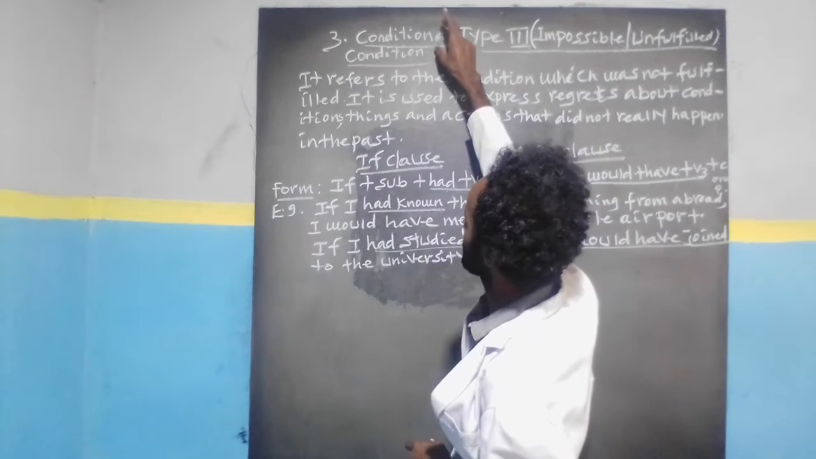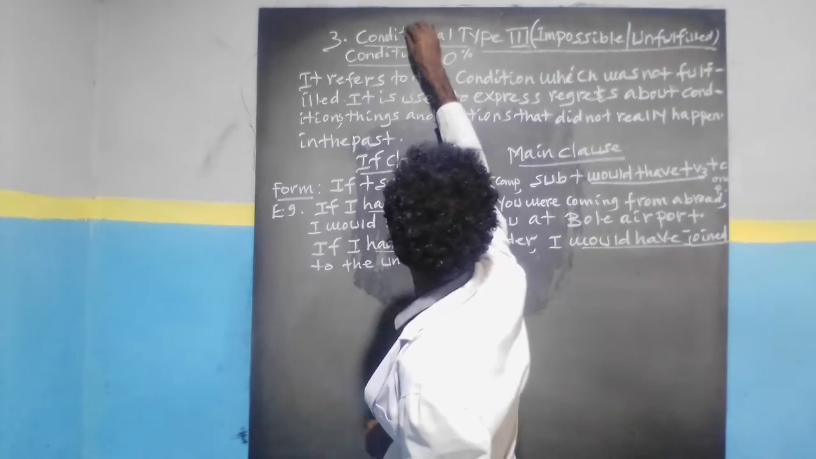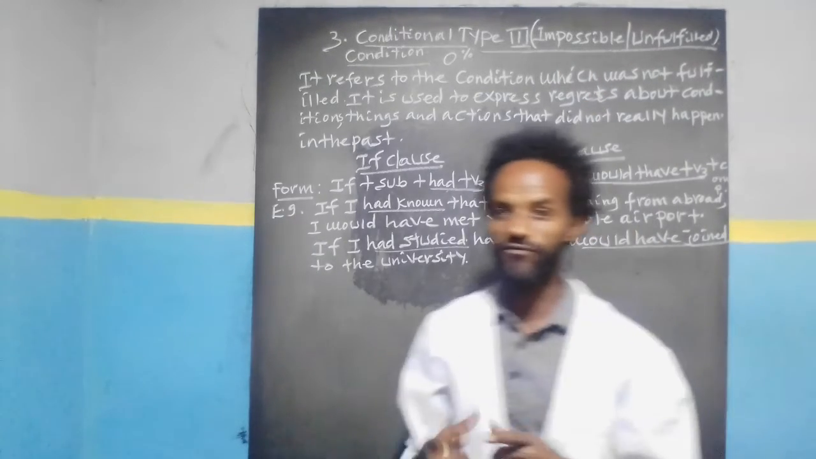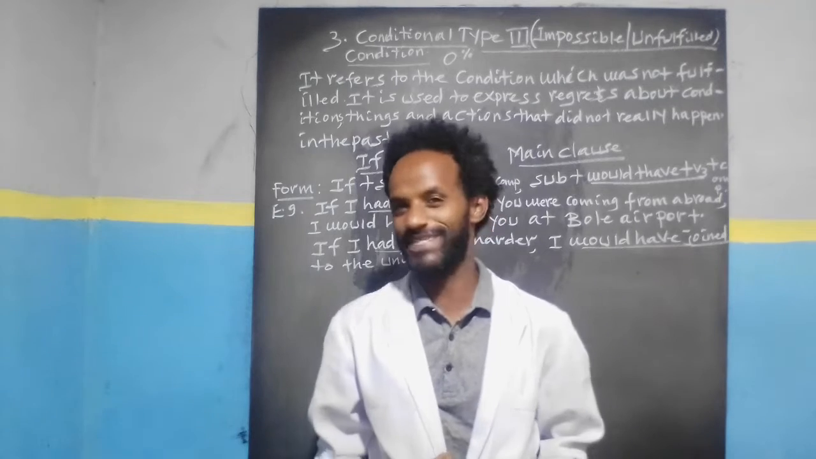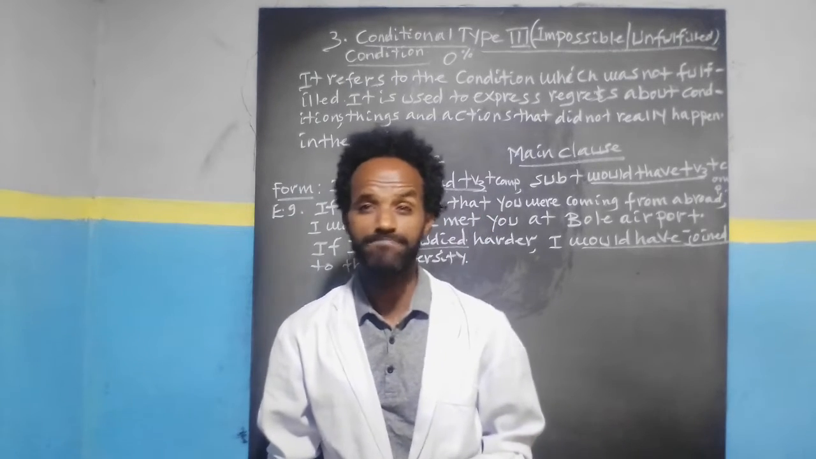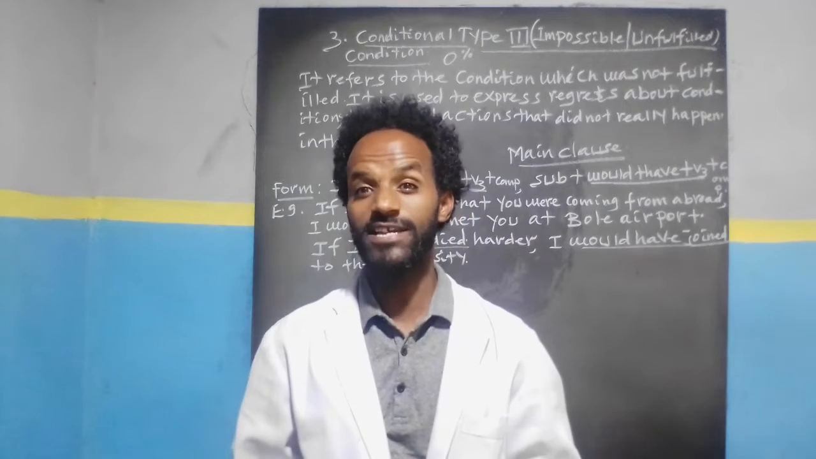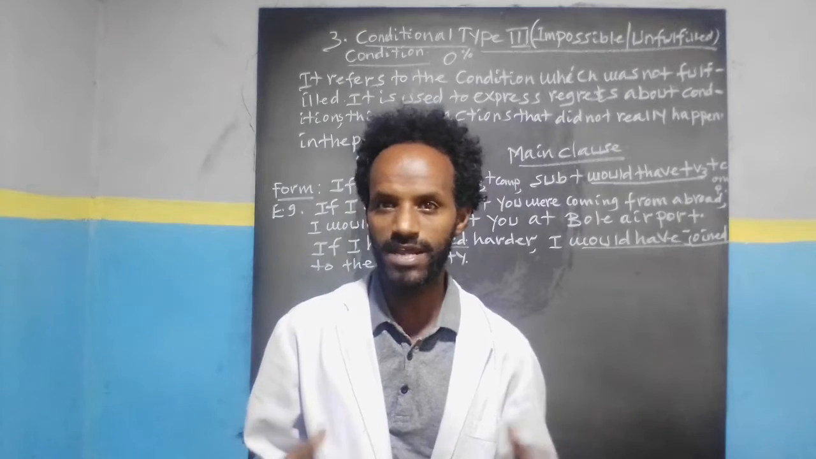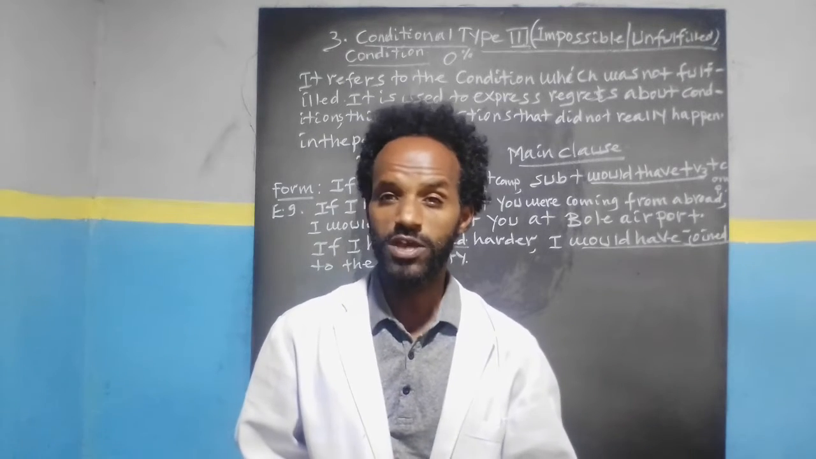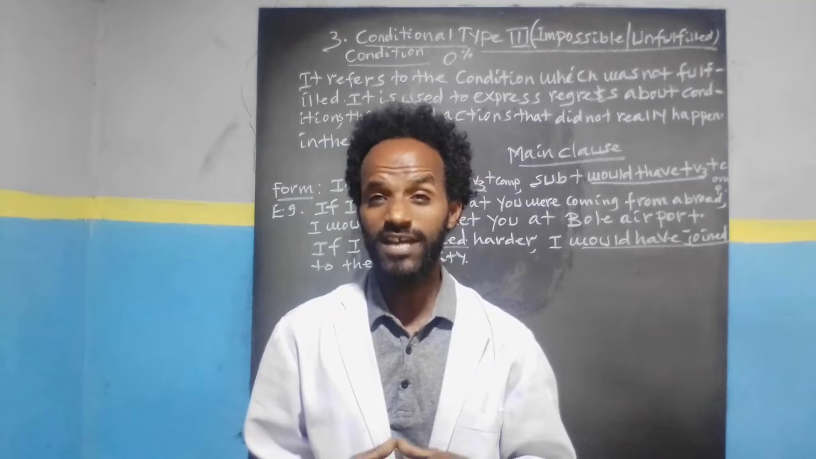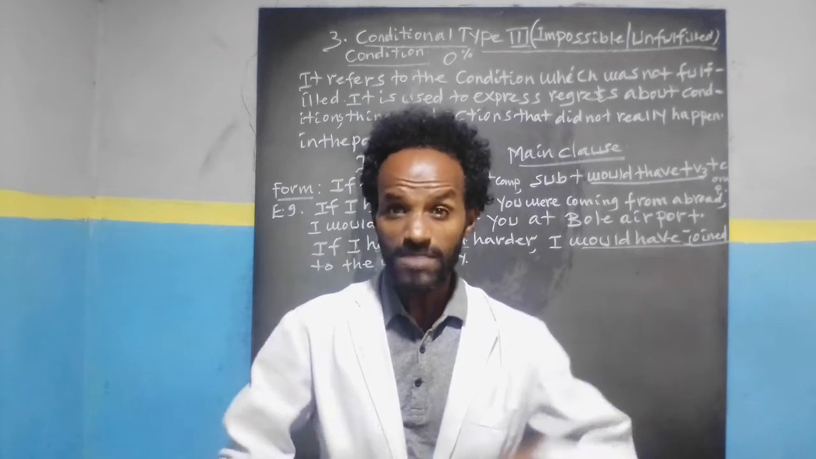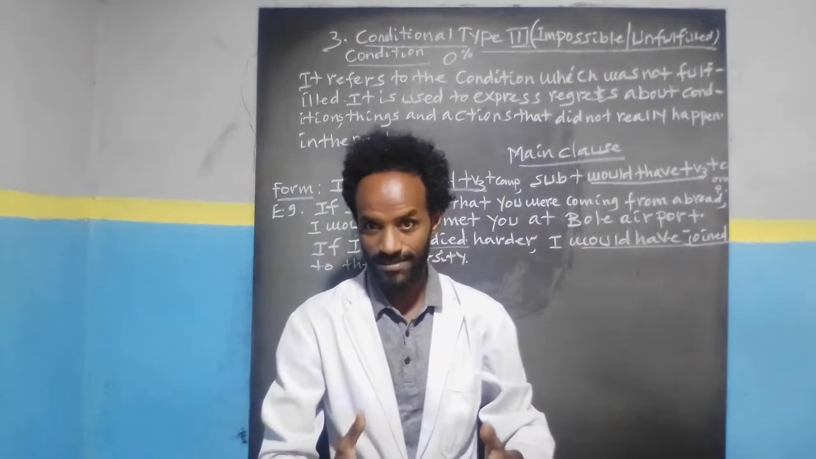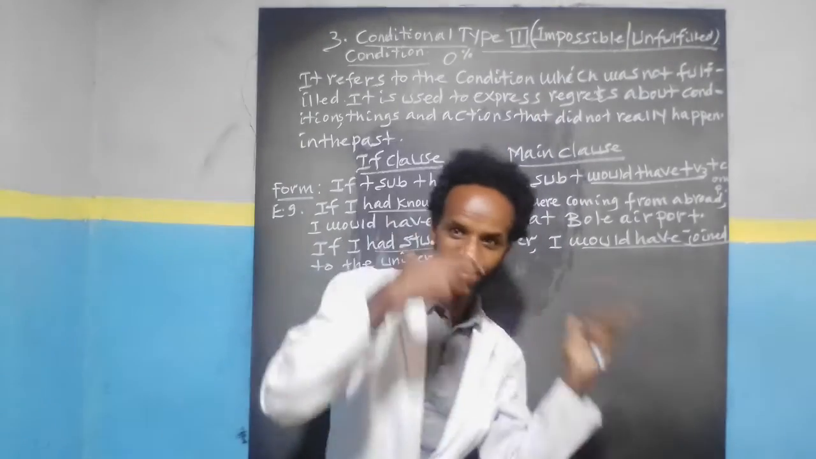So our today's lesson will be about conditional type 3, which is called impossible or unfulfilled condition. Before talking about the structure or forms of conditional type 3, I hope it is better to introduce the usage or function of this kind of conditional sentence. Conditional type 3 is used especially to express an action or condition which was not fulfilled in the past, formerly, or before now, right class?